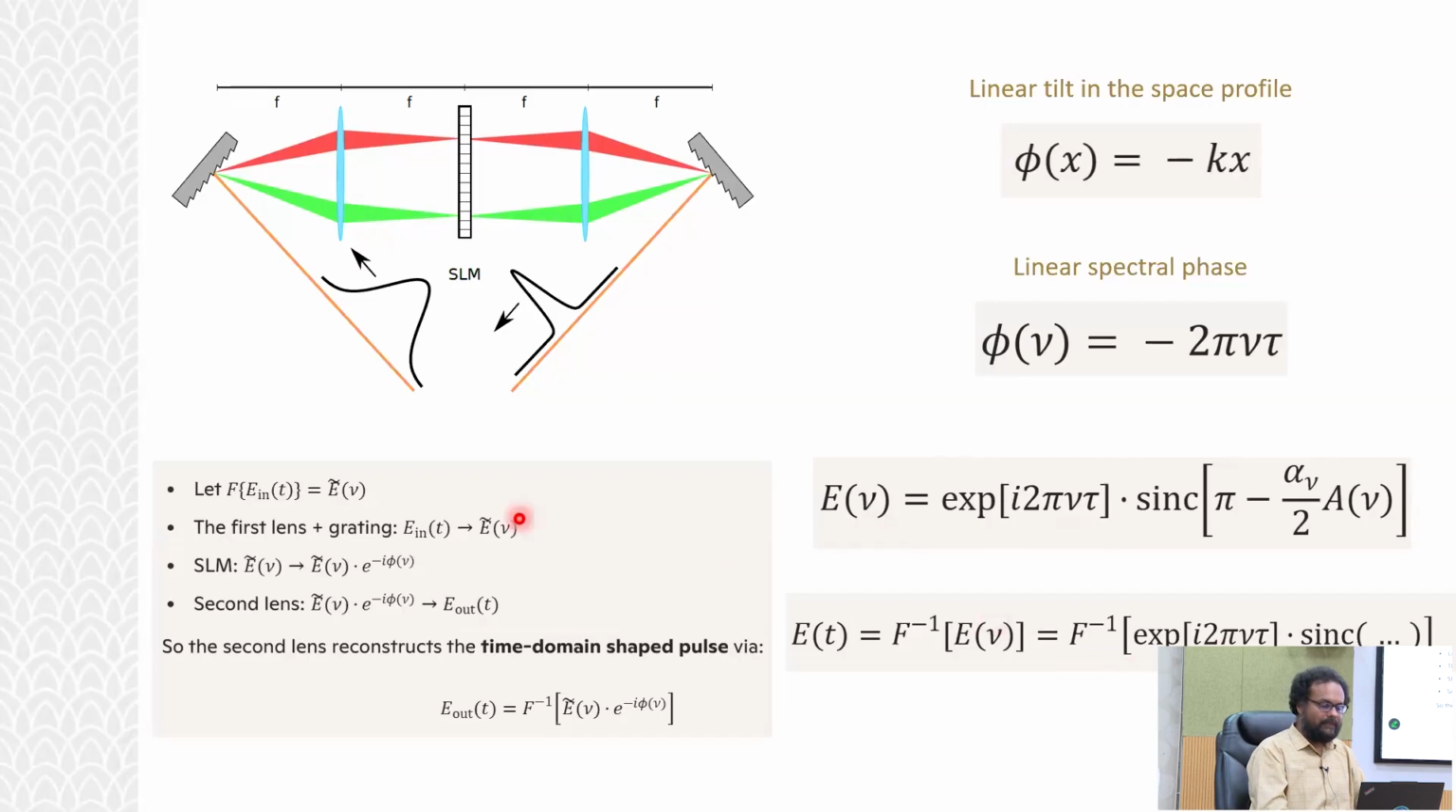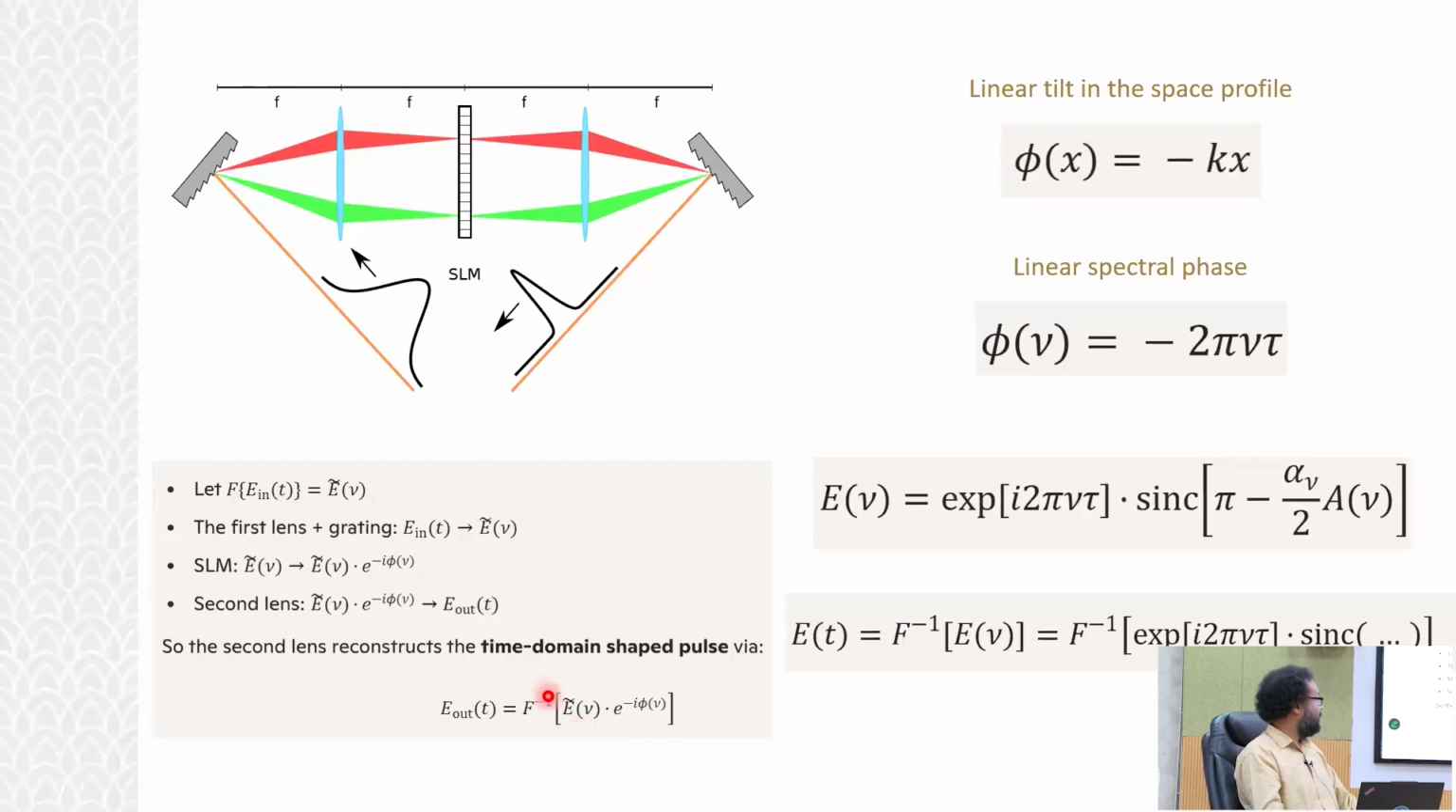So what you do is that you have a certain field distribution to begin with. The first lens and the grating will convert E in of t to the Fourier transform. The SLM will add my phase, and the second lens will do the inverse Fourier transform, and will get out my E of t. So the second lens reconstructs the time domain shaped pulse via Fourier transforming this. Okay, that's the detailed method of how the pulse shaper works.